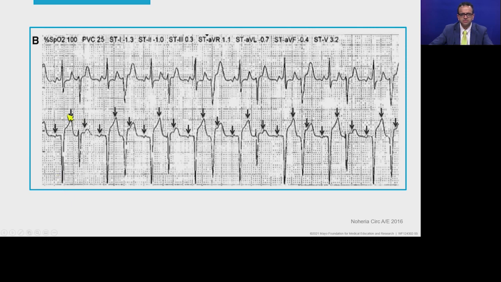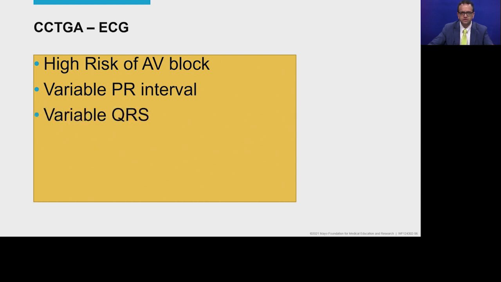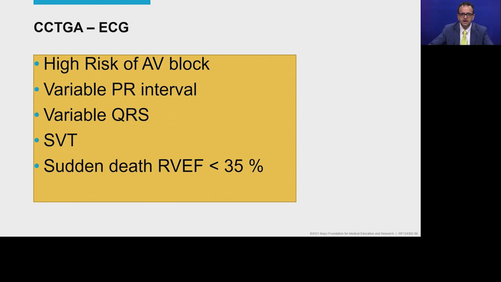So this is an example where you have two different morphologies of tachycardia going on. Again, this was a tachycardia involving both the AV nodes in a patient with CCTGA. So in patients with CCTGA, they are at a high risk of AV block. If the PR interval is variable, start to think of accessory AV node. Again, variable QRS is possible. These patients are at risk for SVTs, and there's a risk of sudden death if the right ventricular ejection fraction is less than 35%.